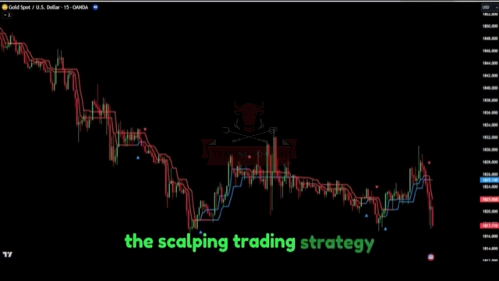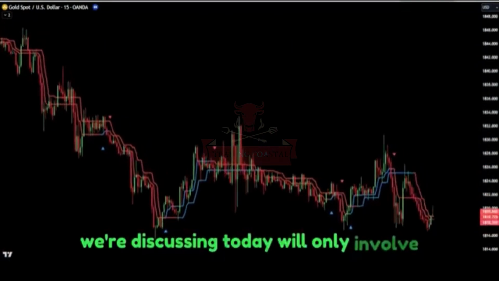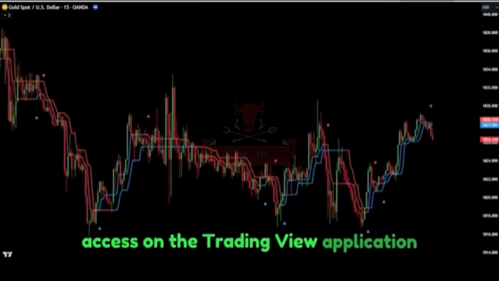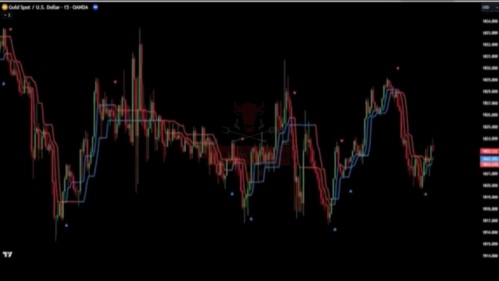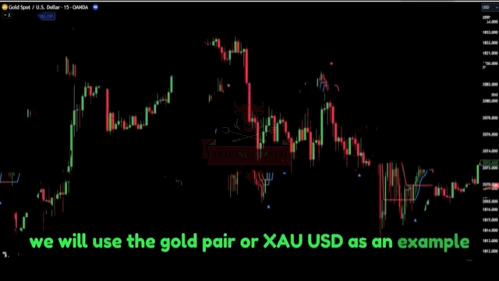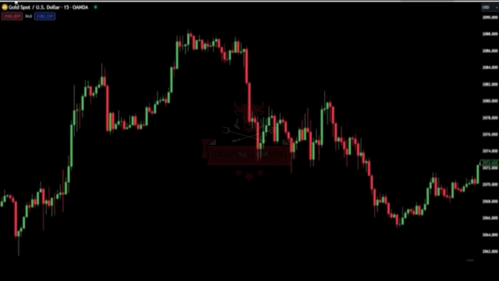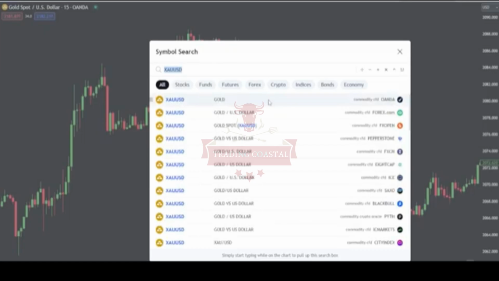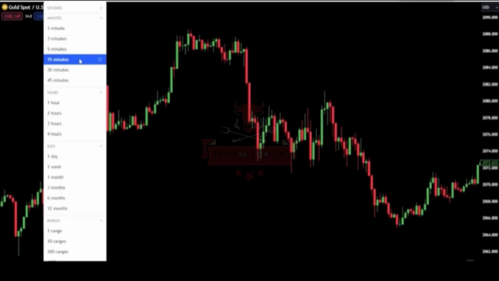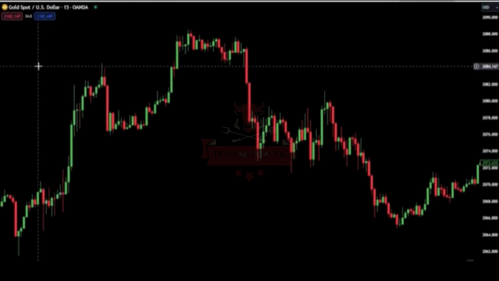The scalping trading strategy we're discussing today will only involve 2 indicators that you can freely access on the TradingView application. In this video, we will use the gold pair or XAUUSD as an example. Let's navigate to TradingView and set the pair to gold or XAUUSD, adjusting the time frame to 15 minutes. Now, let's proceed to input the indicators that will be utilized.